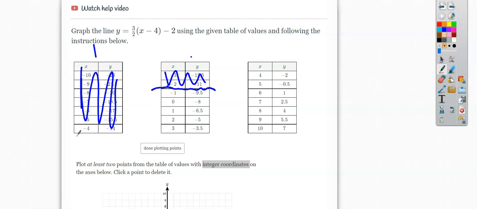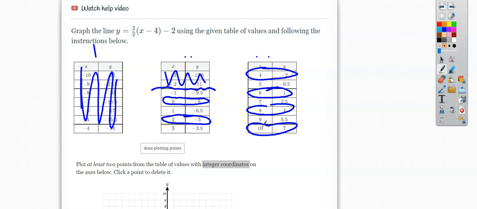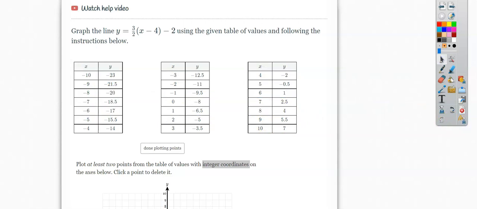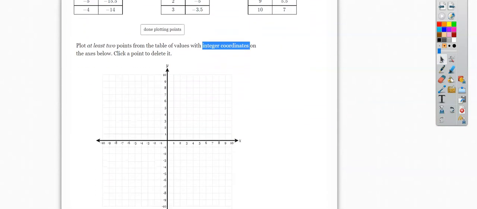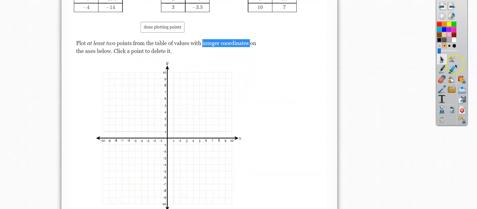In addition, we're looking for only integer points, right? See these here? Their y values do not have decimals. Their x values do not have decimals. So these are the points they're looking for you to plot. You have to plot at least 2, and you can plot more. I'm going to scroll down a bit here so you can see the actual graph. You can see the coordinate plane here.